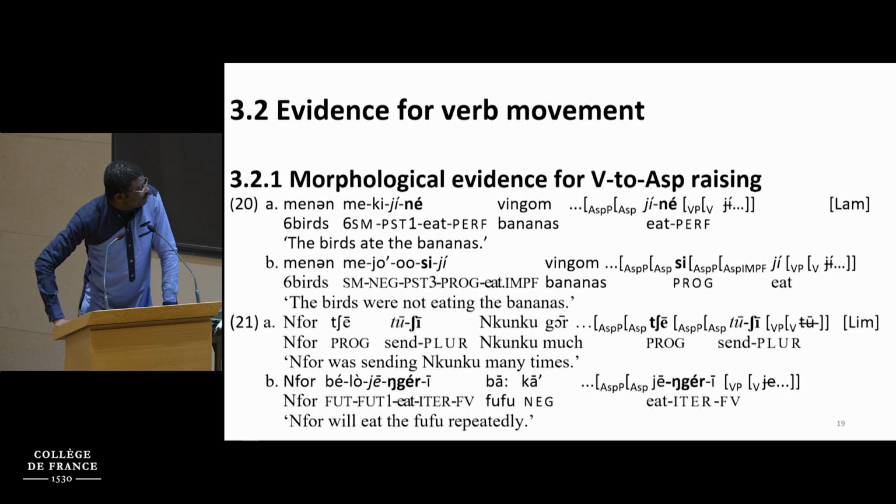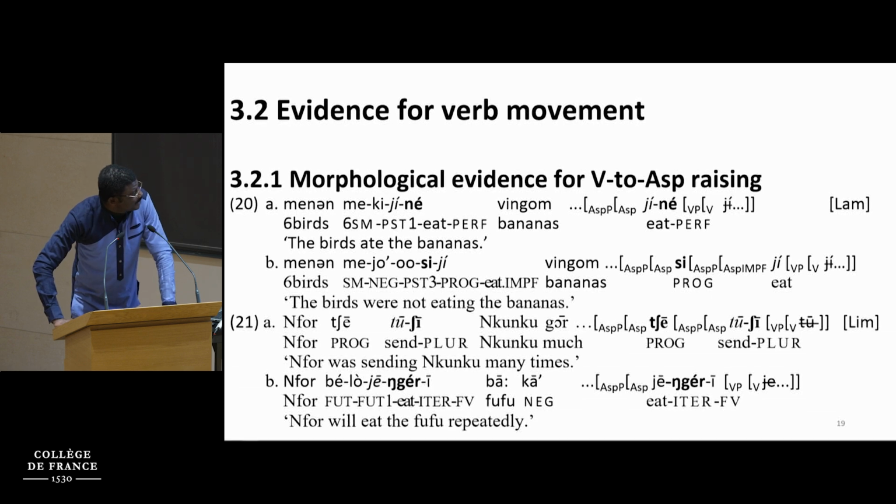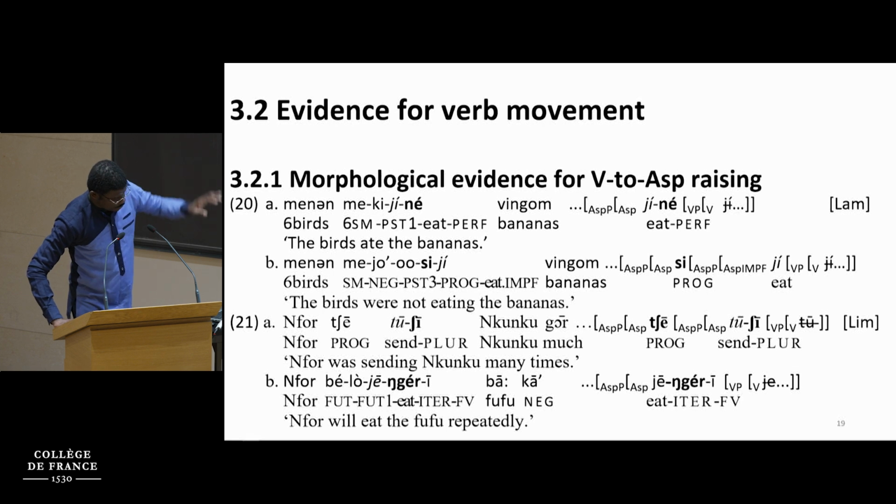And the last case is iterative aspect. As you can see here in Limbum, the future tense is a complex one. When you have this "be", it always precedes any future. So every time you have future 2, future 3, you will have the "be" before that marker. And you have the verb to eat, which is "je", and then you have "ngir", and you have the final vowel. So the analysis we suggest is that in this case, the verb has to raise up.